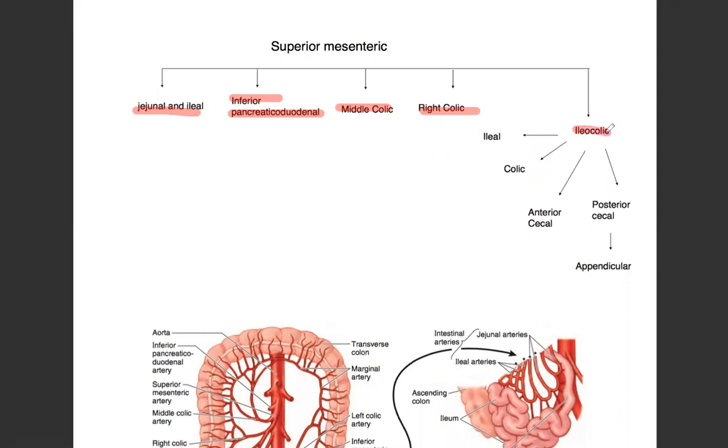عندنا ileocolic. Ileocolic supplies an ileal branch supplies the ileum. فيه colic branch supplying the colon. فيه cecal branches supplying the cecum. في anterior cecal or posterior cecal. The important one is the posterior cecal. لأن posterior cecal بيدينا another branch اسمه appendicular which supplies the appendix.